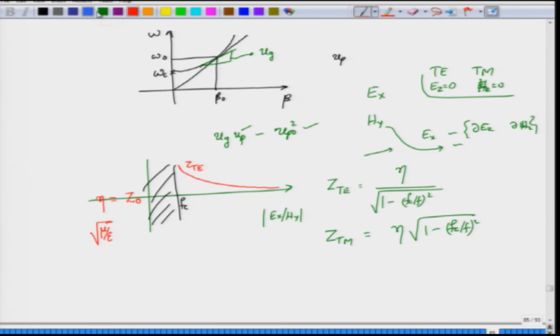What will you see for ZTM? For ZTM you will see that it will be 0 when F is equal to Fc, and from being a short circuit it increases and eventually becomes the characteristic impedance eta. So, both TE as well as TM will start off with different values, but as the frequency increases beyond the cutoff of that particular mode, they both will converge to a common impedance of eta, which is the material impedance. So, we stop our discussion of waveguides.